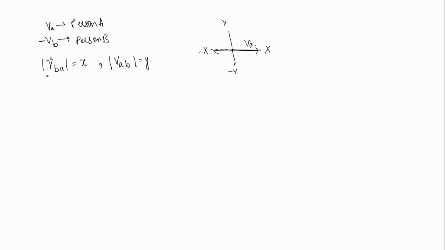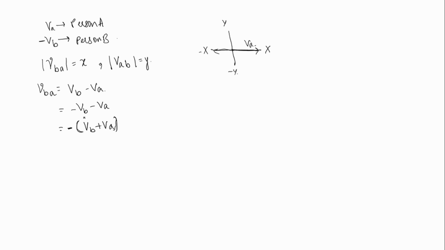Now we are given that, first we'll find the velocity of person B with respect to A, that is VB minus VA. As the velocity of person B is in the opposite direction, it is minus VB minus VA. We'll take minus common: minus (VB plus VA). VB plus VA is the magnitude, and the minus sign indicates its direction.